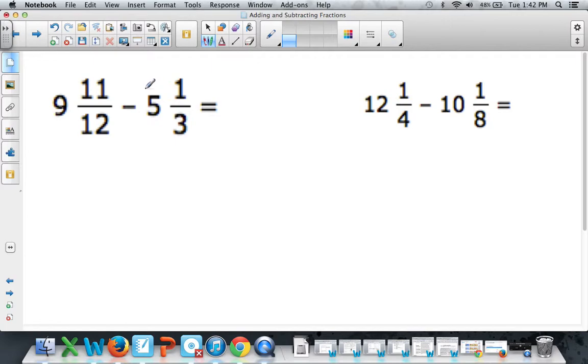Same thing, some subtraction. Keep practicing together. We'll get this, don't worry. Whole numbers first. 9 minus 5. Okay, 9 minus 5. It's no problem. I can do subtraction. 9 minus 5 is 4.